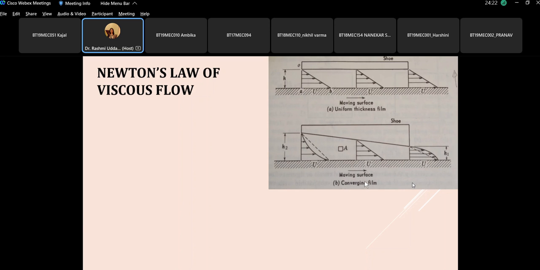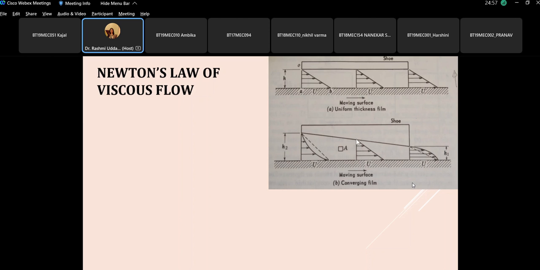In case of a converging film, which is formed in a journal bearing when a journal is rotating inside the shaft, this becomes the fixed surface and this is the moving surface. Here the thickness of oil is like this, and here the thickness of oil is reducing. So here the thickness of oil is say H2 and here the thickness of oil is H1. Now to maintain this area constant, the curve or the distribution of velocity happens to be something like this.